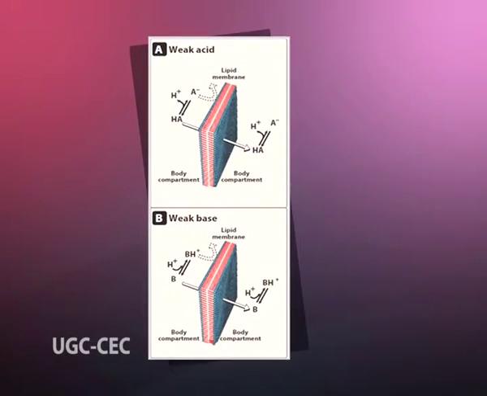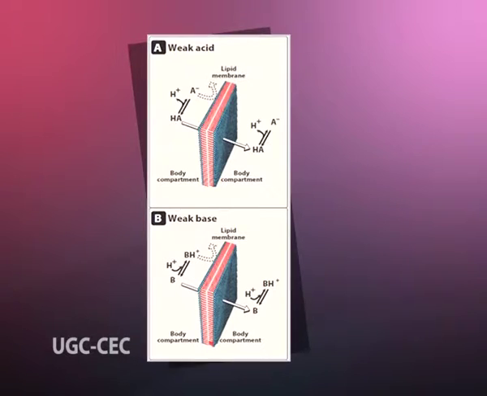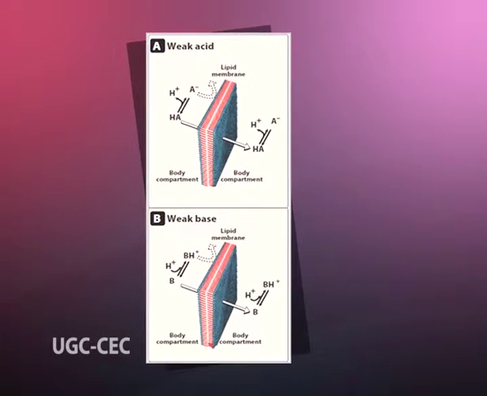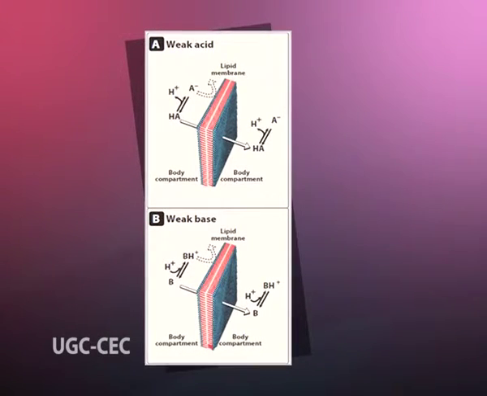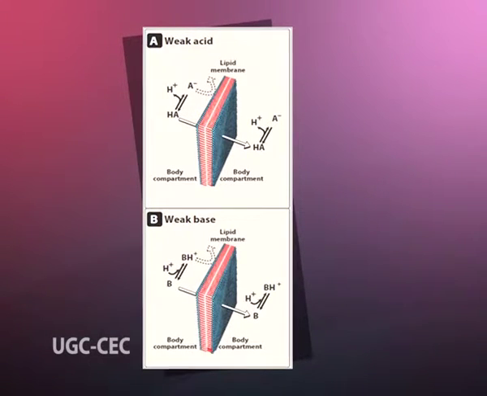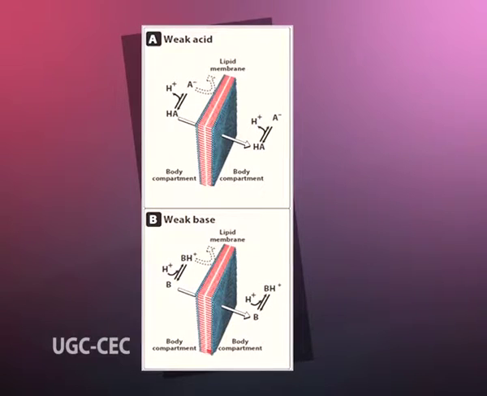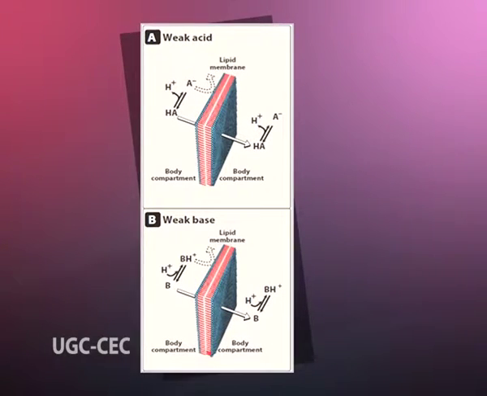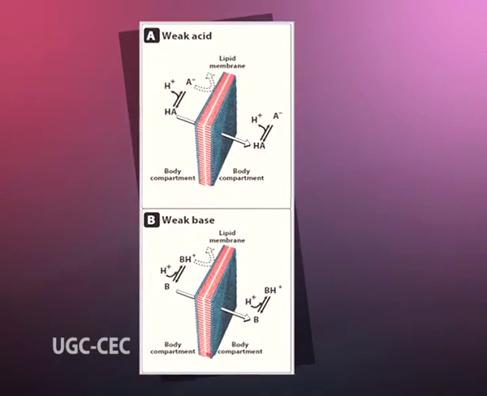Thus, for a weak acid, the uncharged protonated HA can permeate through membranes and A- cannot. For a weak base, the uncharged form B penetrates through the cell membrane, but the protonated form BH+ does not. Therefore, the effective concentration of the permeable form of each drug at its absorption site is determined by the relative concentrations of the charged and uncharged forms.